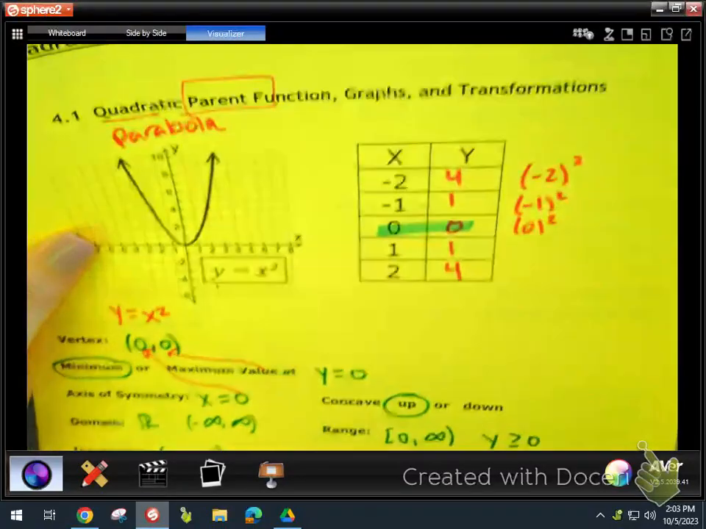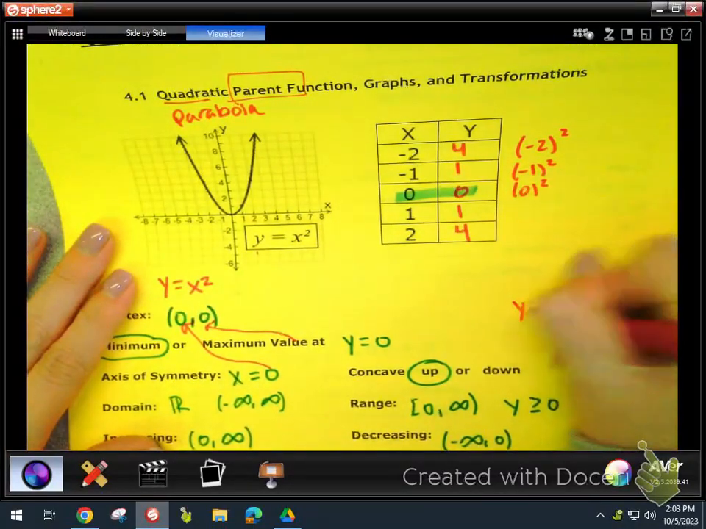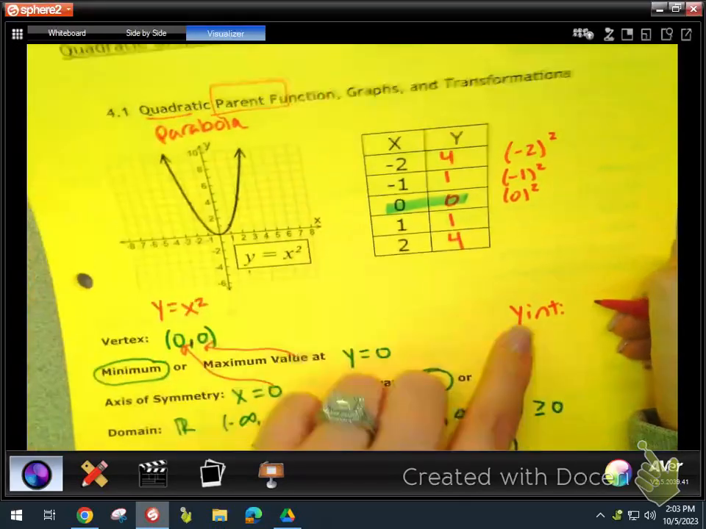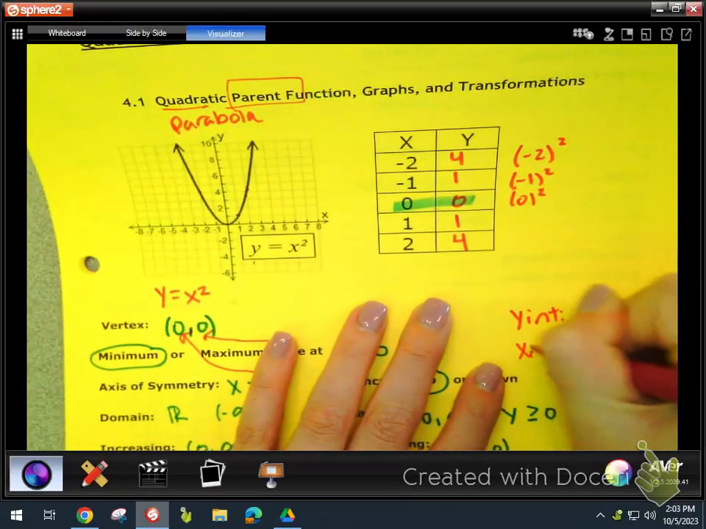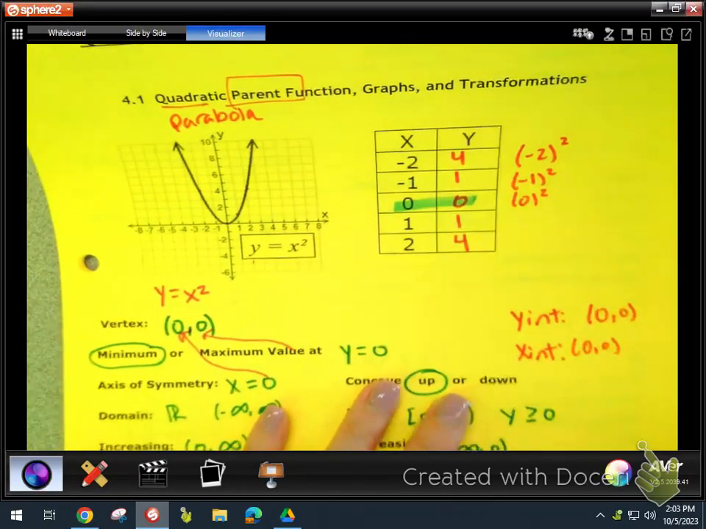Hold on, time out. Flip back over real quick. I'm going to add a couple of things that I want you to practice on this front page that were left off. Y-intercept. What's the parent function y-intercept? It's 0, 0. What's the x-intercept? Also 0, 0.